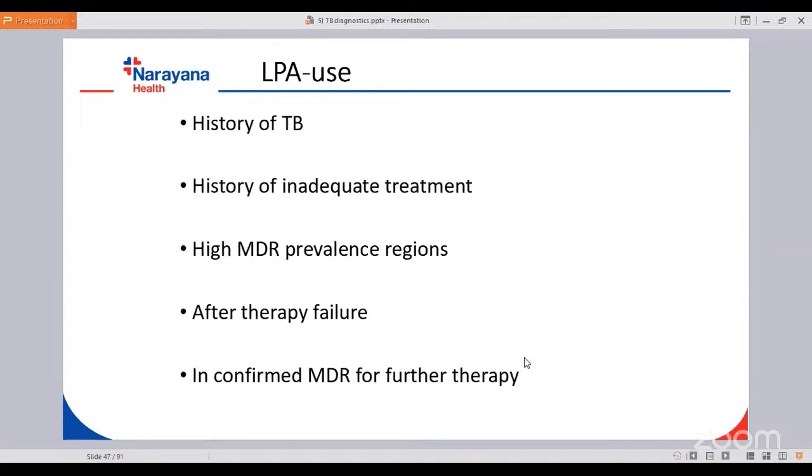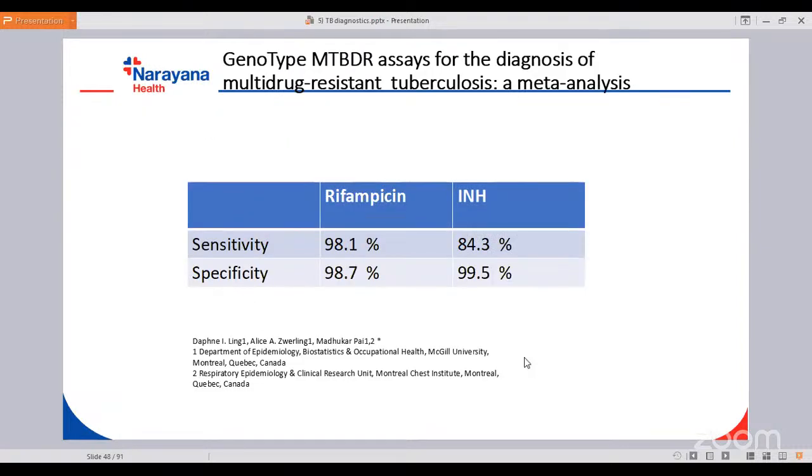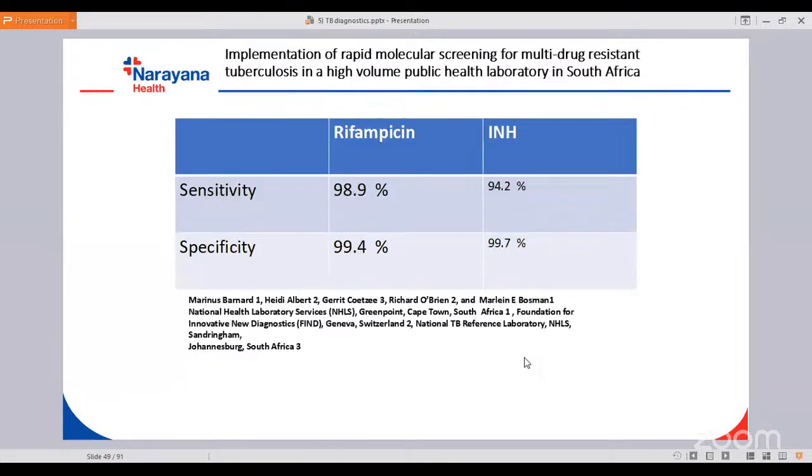When do you do a line probe assay? When you suspect MDR-TB in the patient. So if you have a patient who's got a history of inadequate therapy, or comes from a house where there's another person who's got MDR-TB, or has come to you after therapy failure, or in confirmed MDR treatment for further therapy, you can use this. And it's got good sensitivity and specificity.